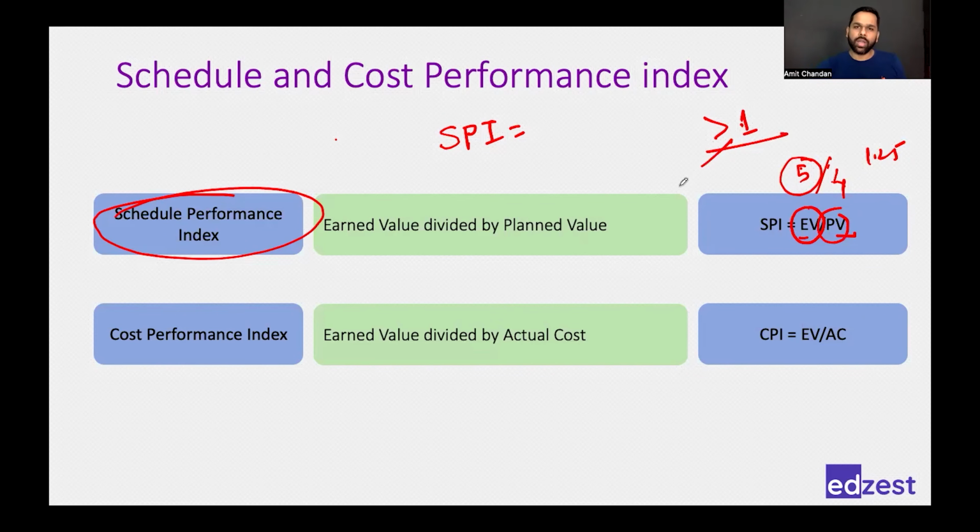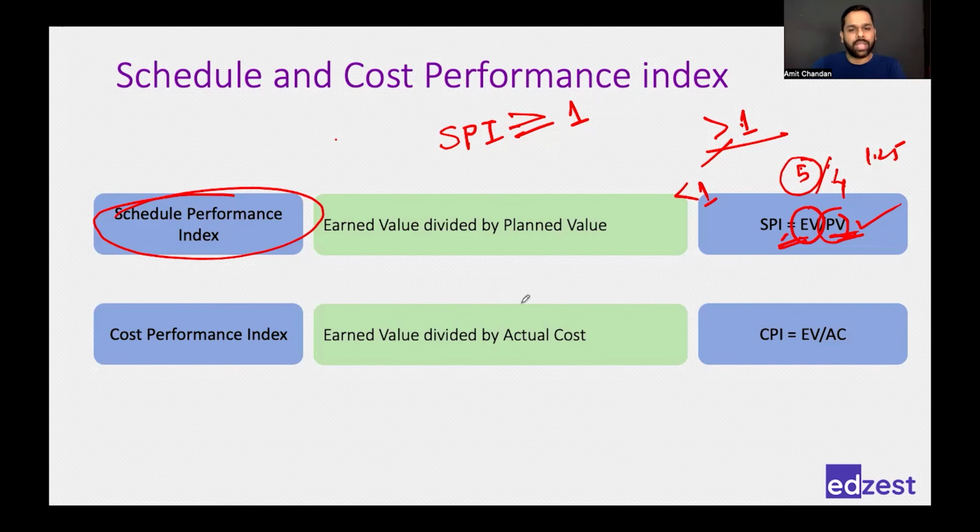If it is equal to 1, which means I'm doing a good work exactly as per the schedule. But if it is less than 1, it means that the PV is more than EV, which means my planned value is more than what I'm earning, which means I'm not doing a good job in terms of schedule. I'm doing less work than what I had planned for. So my SPI should be greater than or equal to 1.